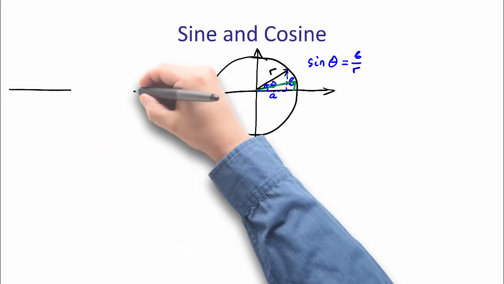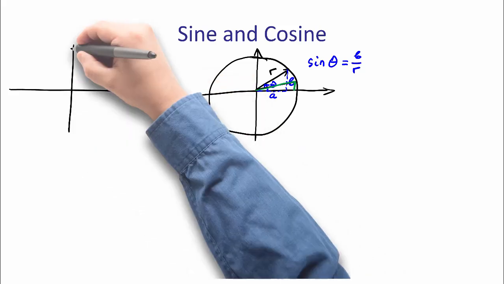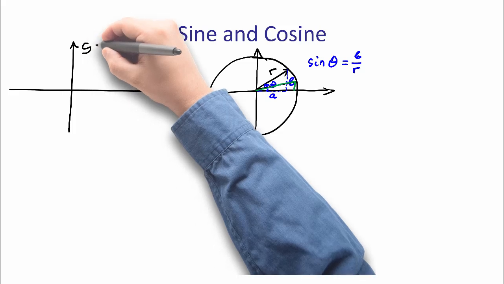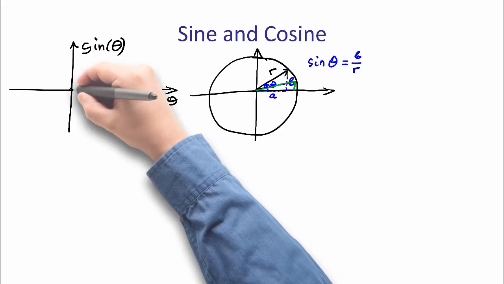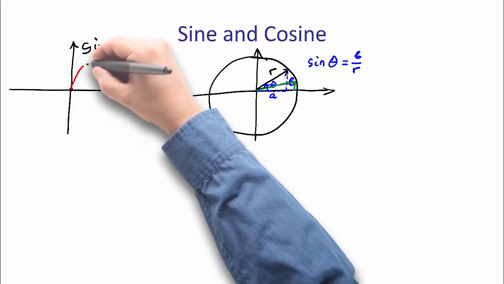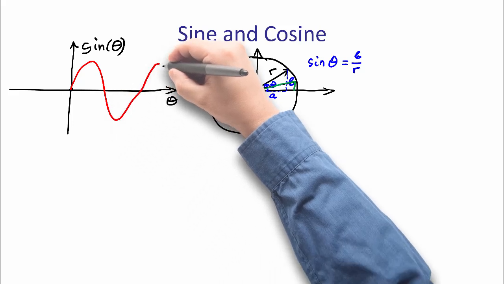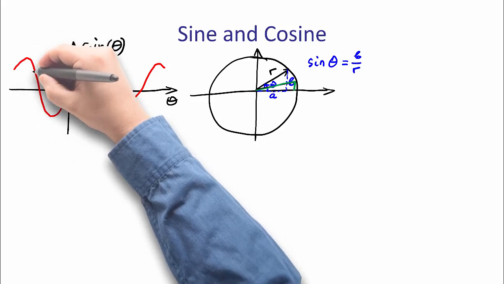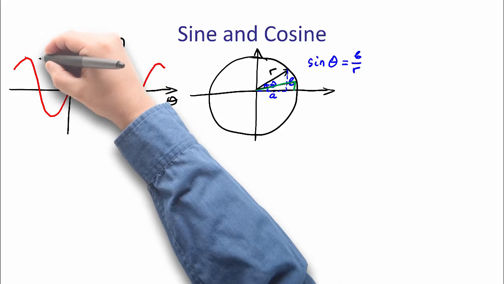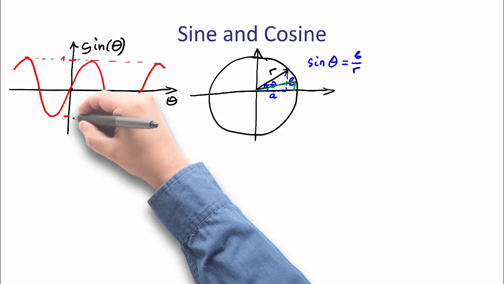Let's draw it. Let's say this one is theta axis. This one is sine theta. And now it should start at 0. It will go up and then down, up again, and so on. The same thing from the other side. The amplitude will be always 1 and minus 1 here.